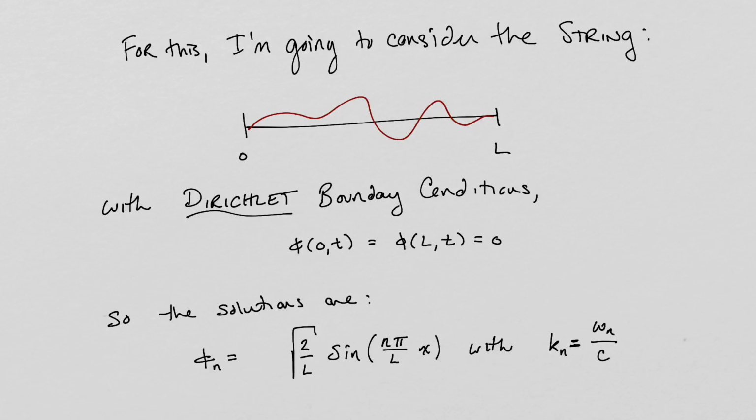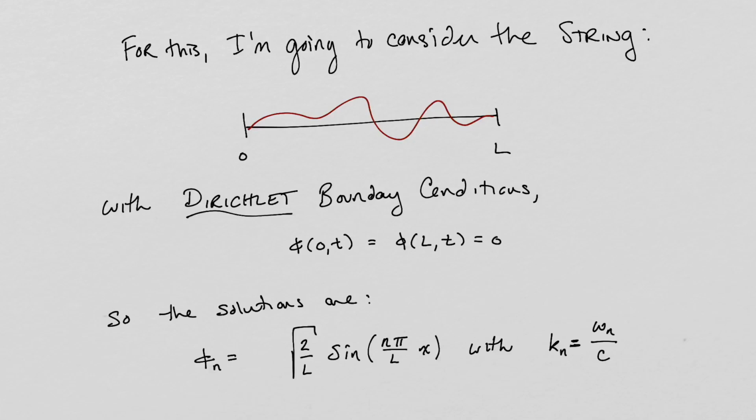Anyway, I'm going to have this string going from 0 to L, and I'm going to talk about it with Dirichlet boundary conditions. So really, the beginning of the string and the end of the string are both set fixed. So phi of 0 and phi of L are both set equal to 0, and that's true at any point. And so obviously, the solutions, each state, is given by this function.